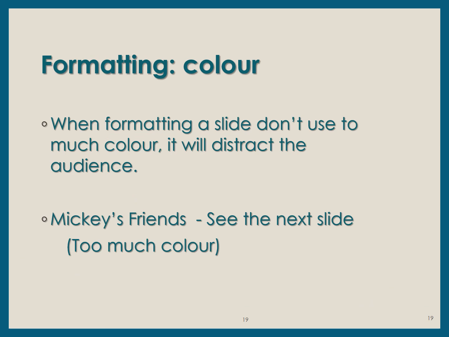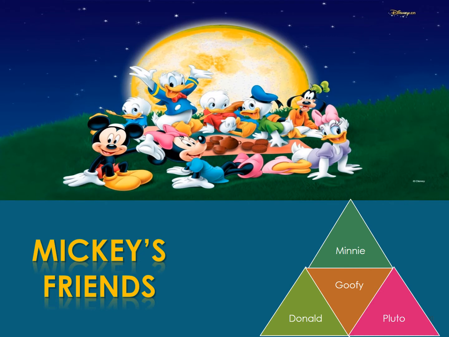Formatting your color. When formatting a slide, don't use too much color. It will distract the audience. So this would be an example of formatting with color. This would be a slide that has pictures and the topic, Mickey's friends. With this one, you can see that they didn't use too many colors. They use colors that are actually available in the picture to create some sort of uniformity, so that you can see the different characters, Mickey's friends, and you can also differentiate between all of them with their respective colors.